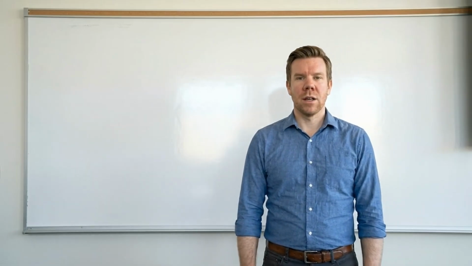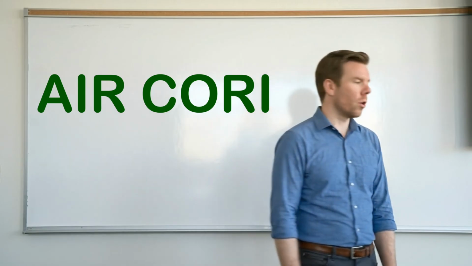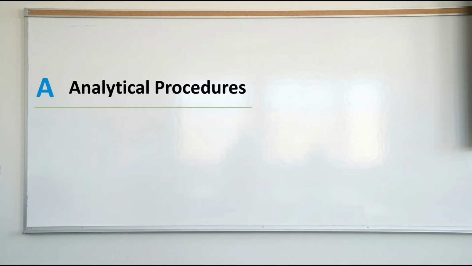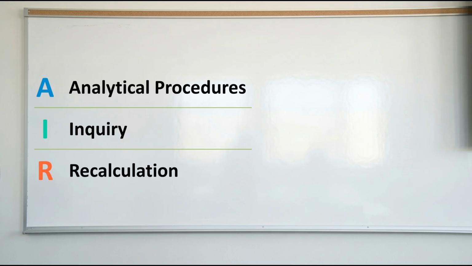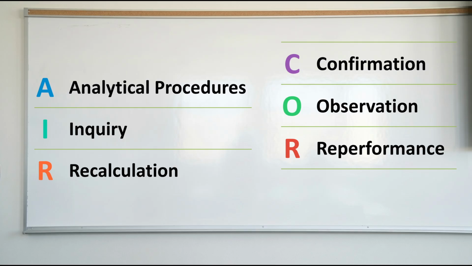So here's a memory trick. Think CORI, like air corridor. Each letter maps to a procedure. A for analytical procedures, I for inquiry, R for recalculation, C for confirmation, O for observation, R for reperformance, and I for inspection, which covers both records and tangible assets. Let's fly through that corridor.